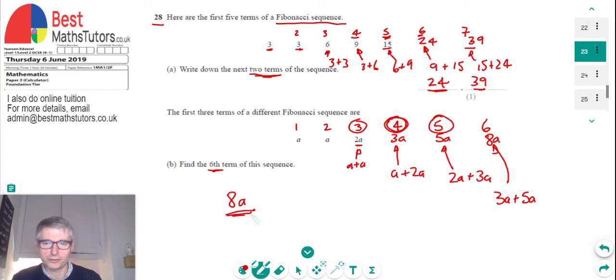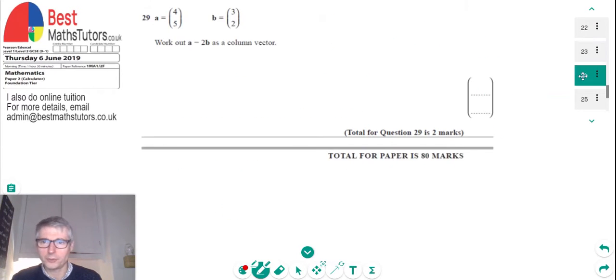So that's question 28 done. So if we now look at question 29, then what we've got to do is work out A minus 2B, where A is a column vector which is 4, 5, and B is a column vector which is 3, 2.